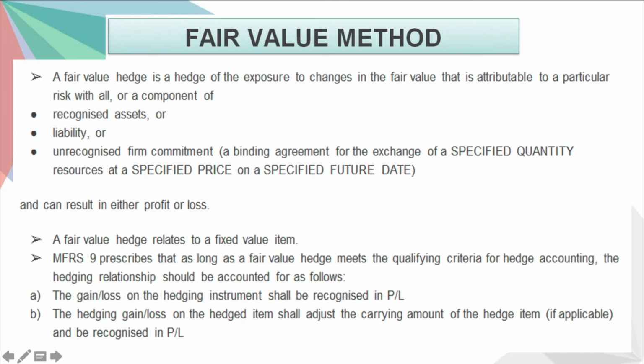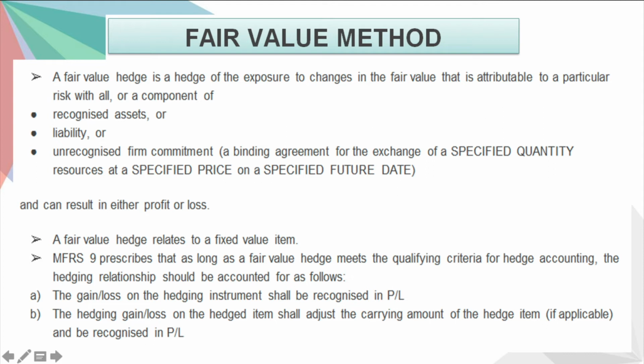Okay, first, the fair value hedge. As we all know, a fair value hedge is a hedge of the exposure to changes in the fair value that is attributable to a particular risk of all or a component of a recognized asset or liability or an unrecognized firm commitment. For example, a binding agreement for an exchange of a specified quantity of resources at a specified price on a specified future date, which can result in either profit or loss. First, a fair value hedge relates to a fixed value item.